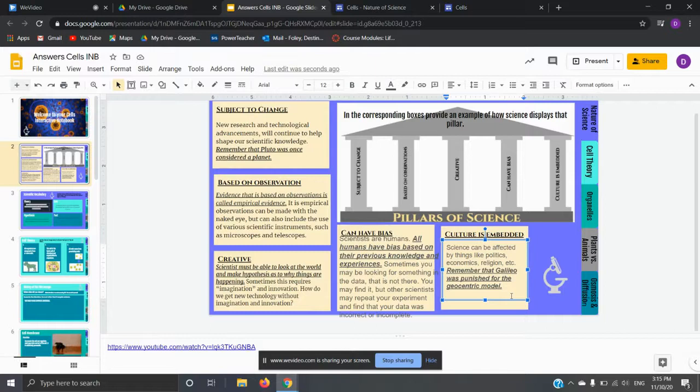And remember, we learned about Galileo. He was punished for the heliocentric model. Sorry about that. Heliocentric model. Because before that, they thought the Earth was the center. But Galileo was like, no, no, no. The sun is the center of the solar system.